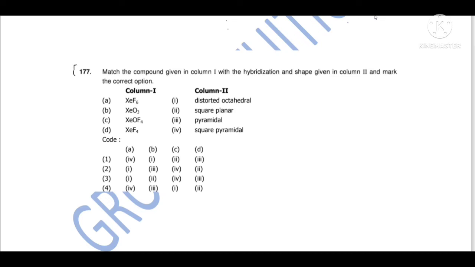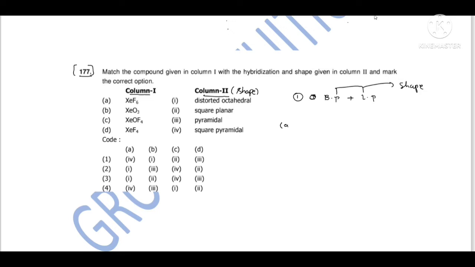Now let us say the 117. Here in column 1 the compounds are given, and in column 2 their shapes are given. You have to match column 1 with column 2. In this type of question, firstly calculate the number of bond pairs and lone pairs. By knowing the number of bond pairs and lone pairs, you may easily conclude the shape of that compound.